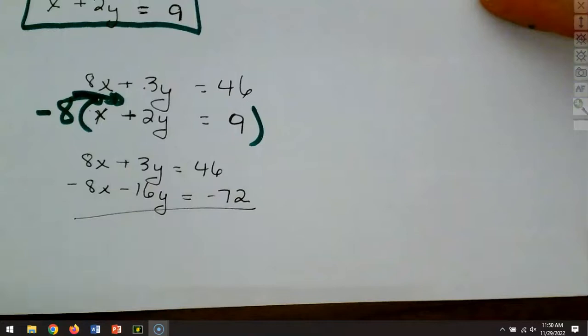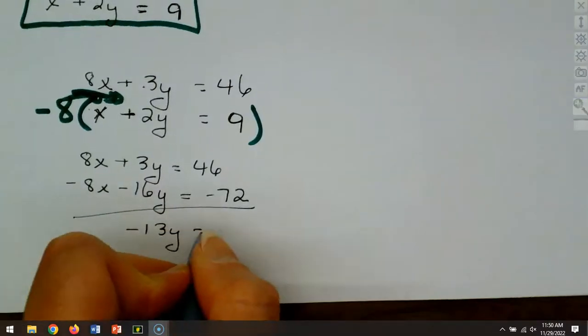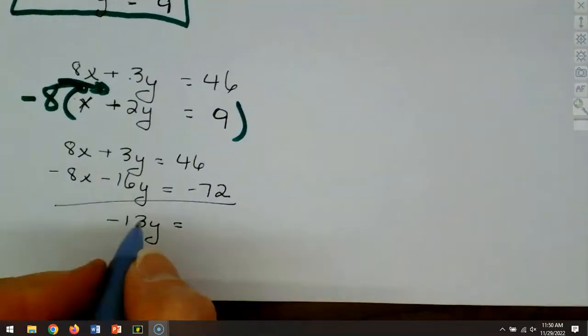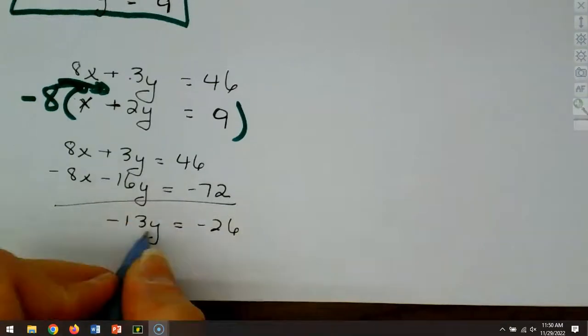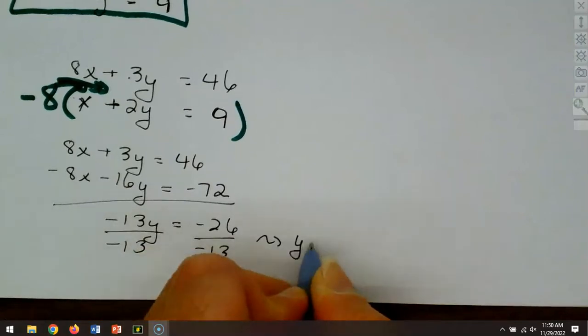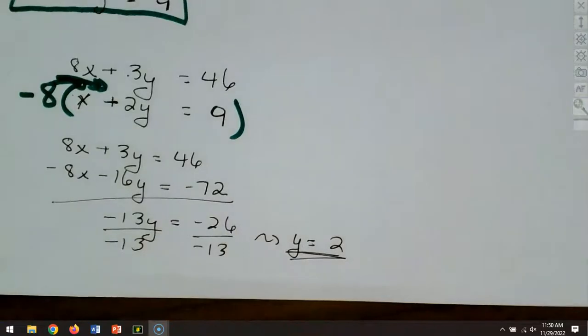And now we can add these together. The 8's cancel. And we get 3 minus that 16y, so that makes it a minus 13y. And we've got 46 minus that 72, which comes out to be a minus 26. We'll divide by our negative 13, and now we've got y equaling what? 2.